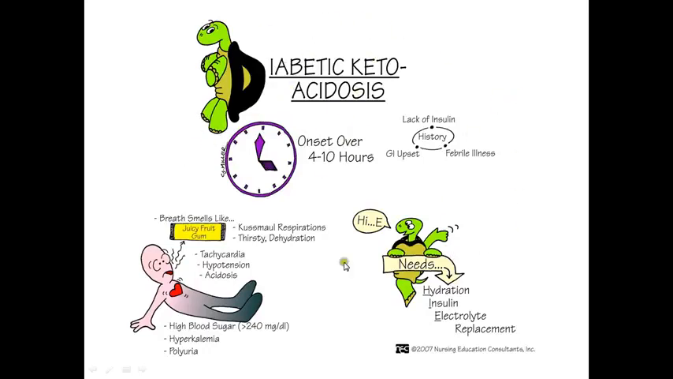I have put up this cute picture for you guys to remember. Diabetic ketoacidosis occurs within 4 to 10 hours. It's an acute complication. Patient in history will tell you history of a type 1 diabetic who has missed his insulin dose. Sometimes diabetic ketoacidosis is the very first presentation of type 1 diabetics. So they will not be giving you history of not taking insulin. But they will be giving history of GI upset and febrile illness, and they will be young patients. So severe abdominal pain and fever, vomiting, nausea.